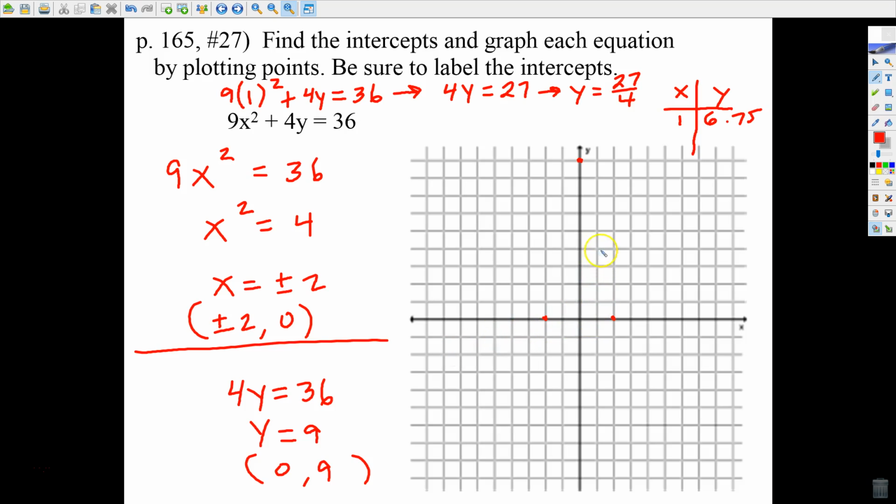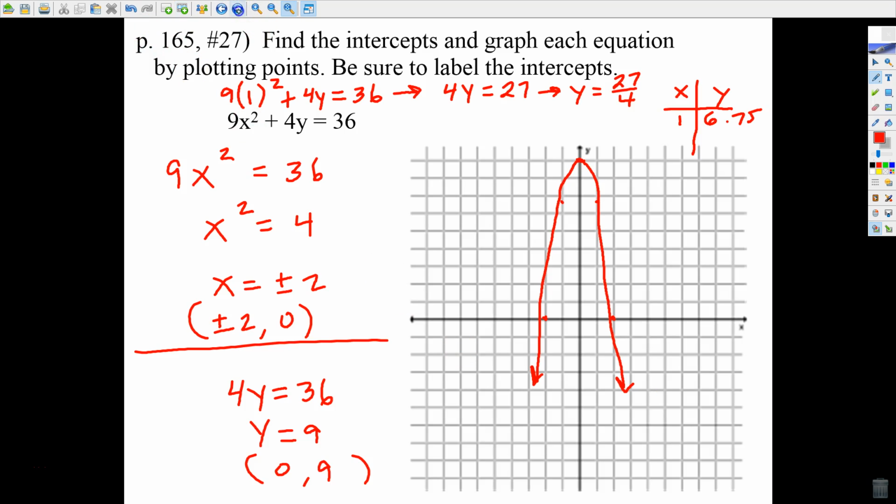1, 1, 2, 3, 4, 5, 6, and it's not quite to 7. Once again, all parabolas have symmetry around what is known as an axis of symmetry, and in this case that'll be the y-axis. I missed my points, but I think you get the idea. Okay? Any questions about those types of problems?